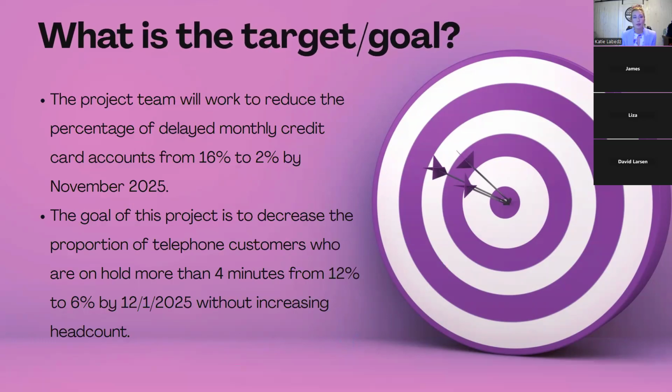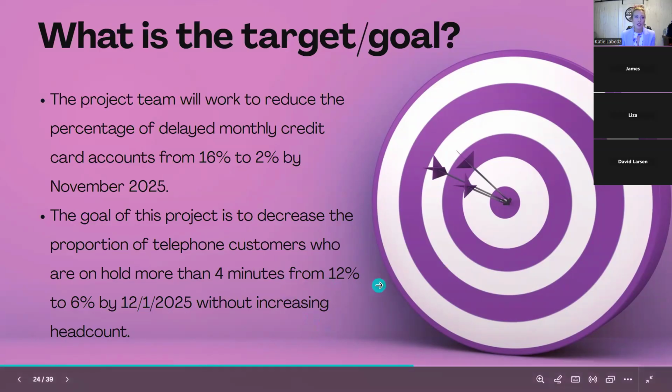So here's some examples. The project team will work to reduce the percentage of delayed monthly credit card accounts from 16 to 2% by November 2025. Very good. I like that time fence in there too. See where it says 16 to 2% by November 2025? It means that we are not having a situation of a never-ending story.